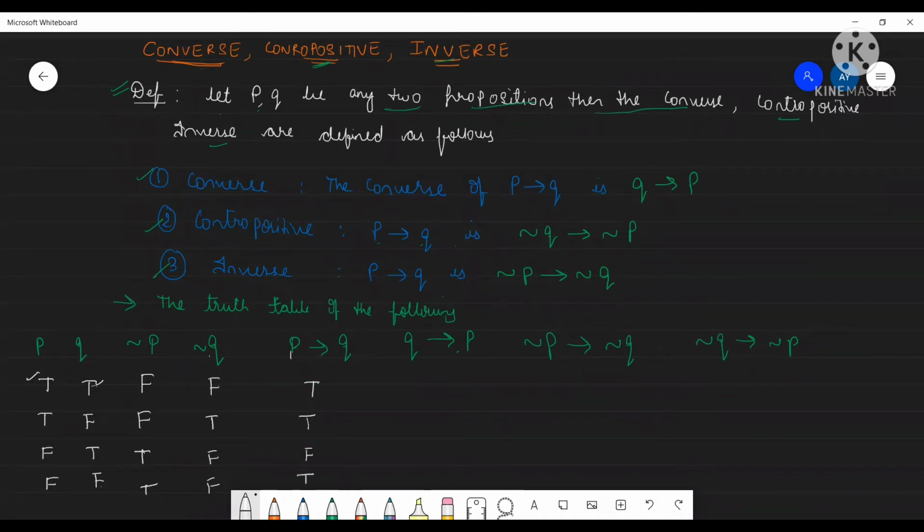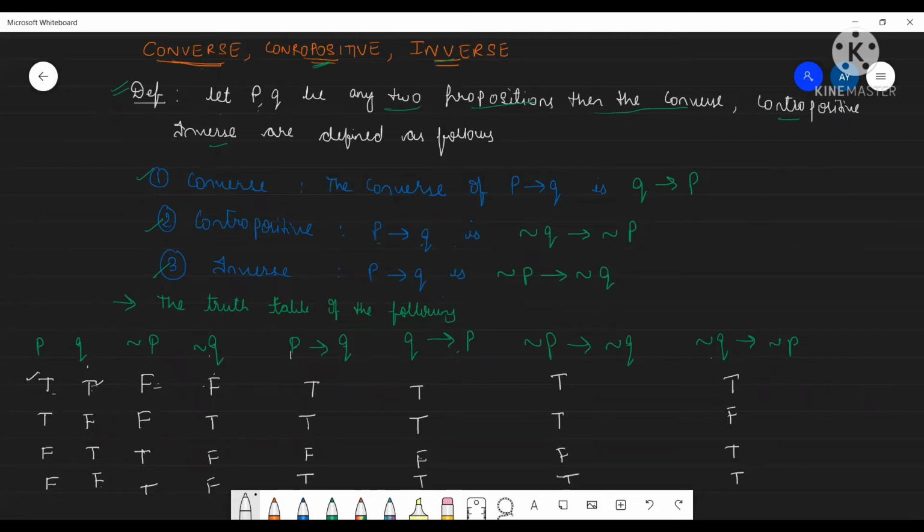Okay. Now, talking about Q implies P. True, true gives you true. False, true gives you false. True, false gives you true. And then false, false gives you true. Now, coming to negation P implies negation Q, this is true, true, false, true. And coming to negation Q implies negation P, this will be true, false, true, and true.